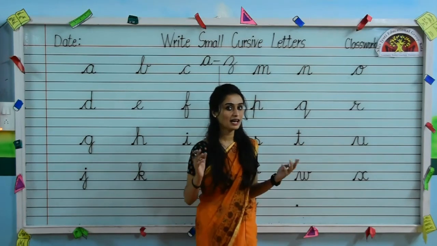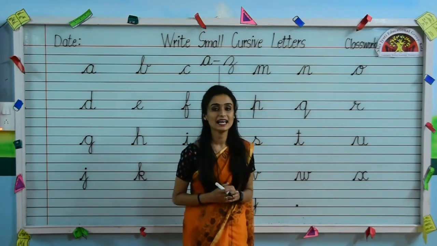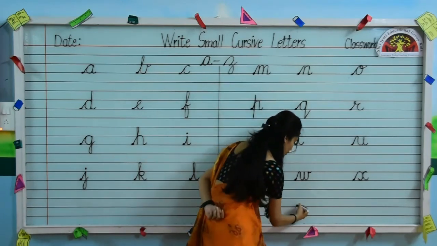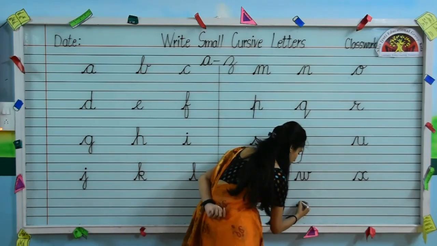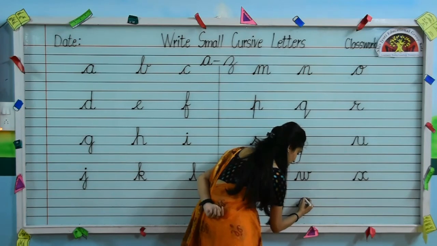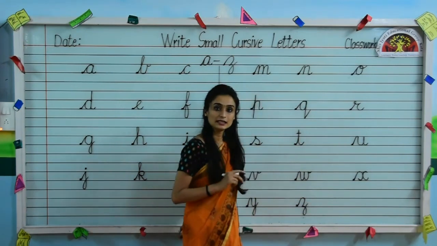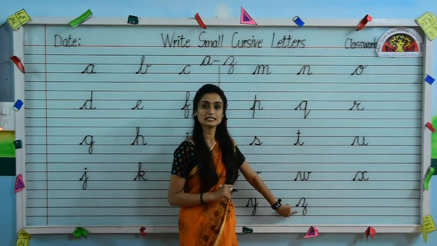Now jump on the next one. The next one and the last one is, tell me, yes, Z. So, put your pencil on this dot. Slanting line, touch the second line. Curve. Then again a small curve and a loop out like this. This way you have to write your letter Z.